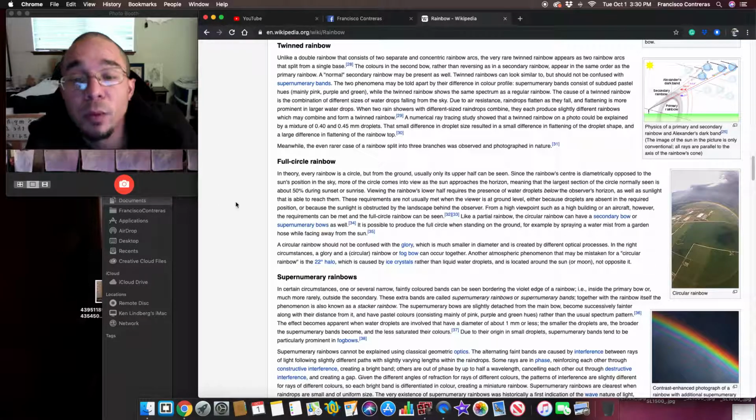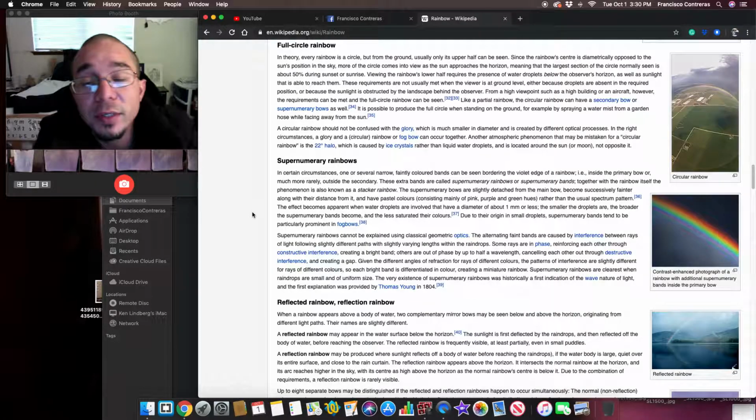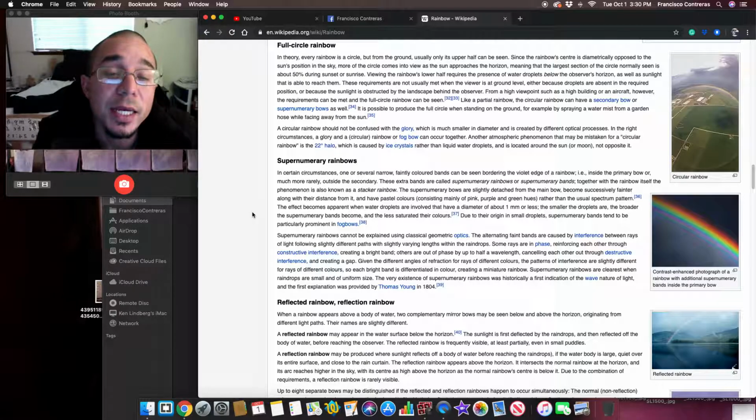Full circle rainbow. In theory, every rainbow is a circle, but from the ground usually only its upper half can be seen, since the rainbow center is diametrically opposed to the sun's position in the sky. More of the circle comes into view as the sun approaches the horizon. Meanwhile, the largest section of the circle normally seen is about 50% during sunset or sunrise.